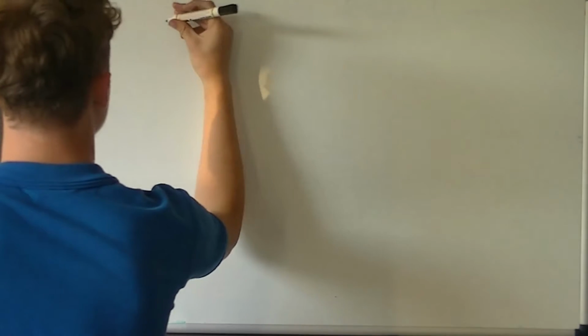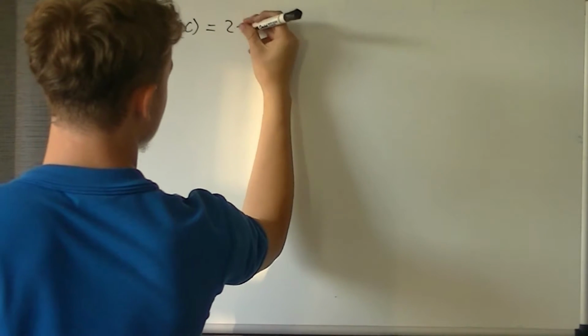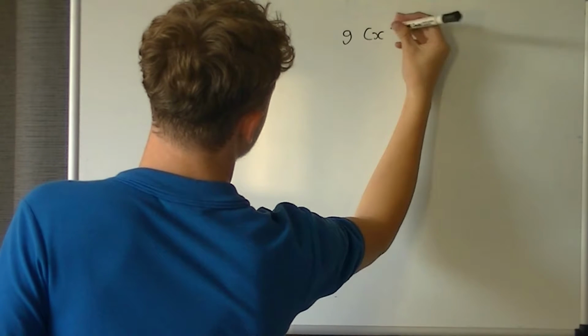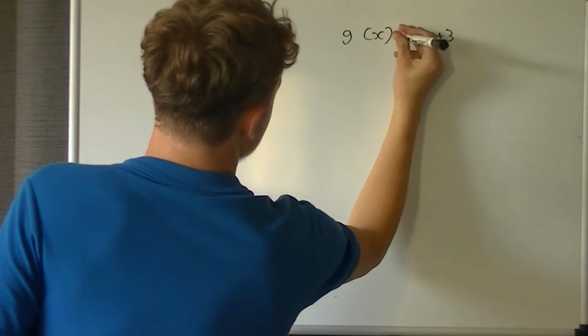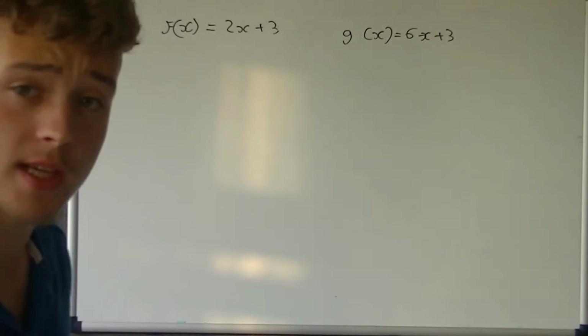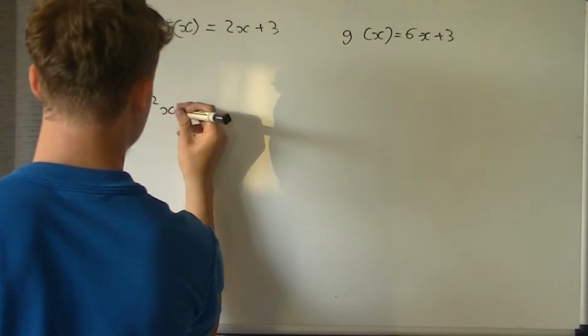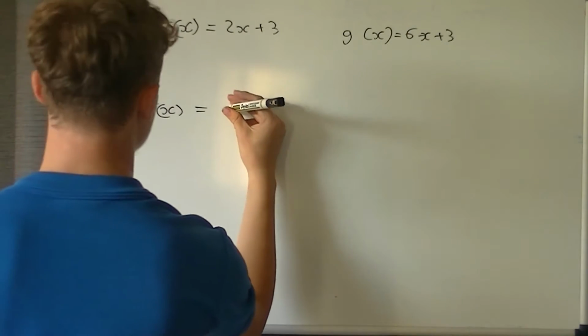So, how can we show this? Oh, I shouldn't have rubbed them off. I'm assuming these are going to be the same: f of x equals 2x plus 3, sorry, I shouldn't have rubbed them off. g of x equals 6x plus 3. So that's what we had before. Now, instead of putting g of f of x, I'm going to put g squared x. Now, what does that mean? It just means that's squared, that's all it means.